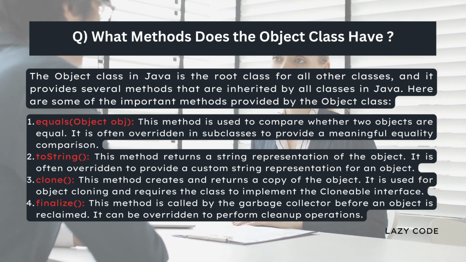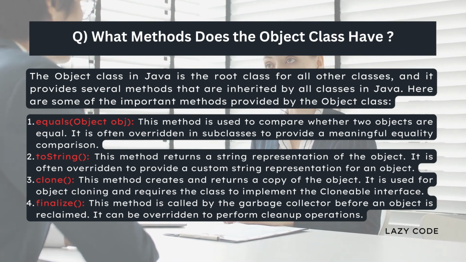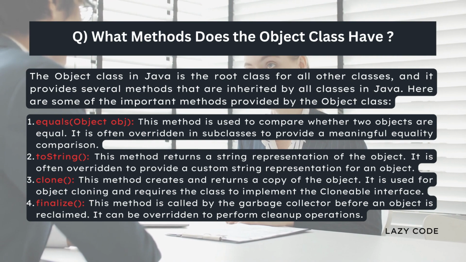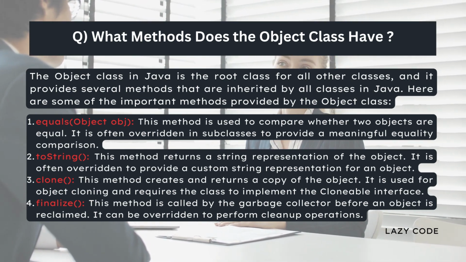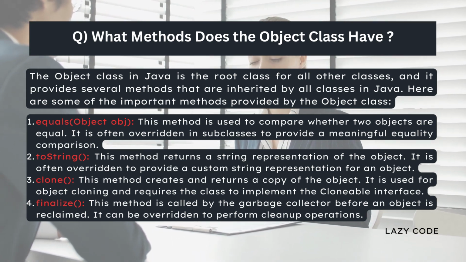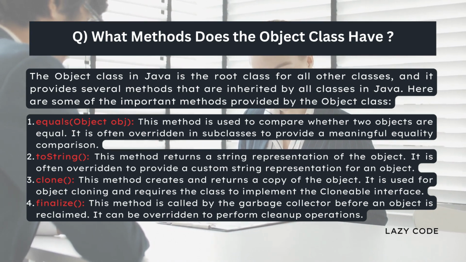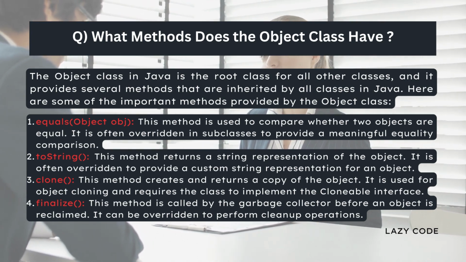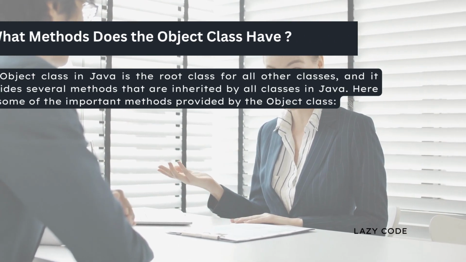toString: this method returns a string representation of the object. It is often overridden to provide a custom string representation for an object. clone: this method creates and returns a copy of the object. It is used for object cloning and requires the class to implement the Cloneable interface. finalize: this method is called by the garbage collector before an object is reclaimed. It can be overridden to perform cleanup operations.